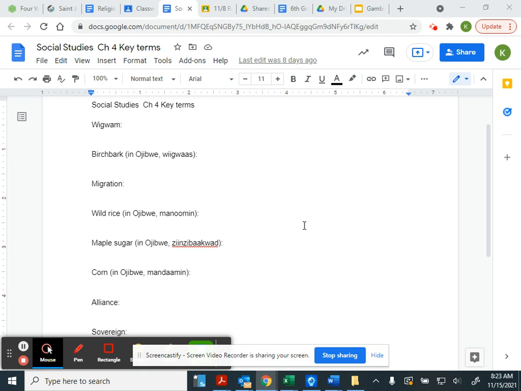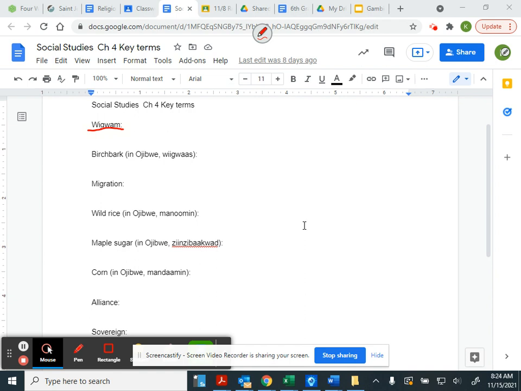Morning. We are continuing with chapter 4, learning about the early Ojibwe. We're going to start by reviewing those key terms that are coming through our chapter. So let's look at what is a wigwam. Katie. It's a dome-shaped house that the Ojibwe used. Yeah, it's the dome-shaped house that they lived in.